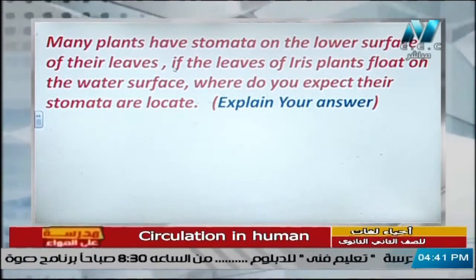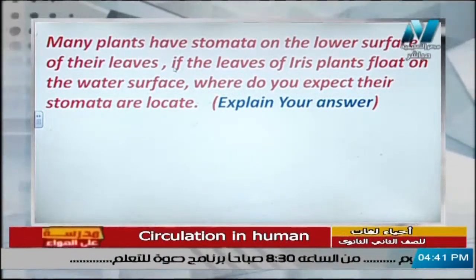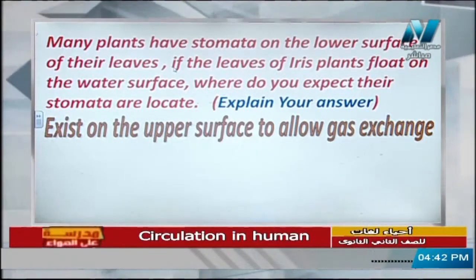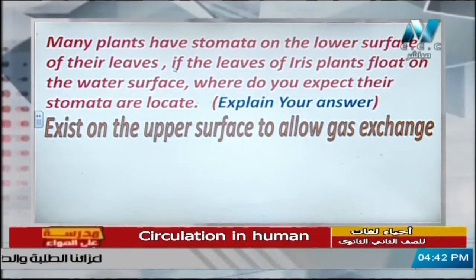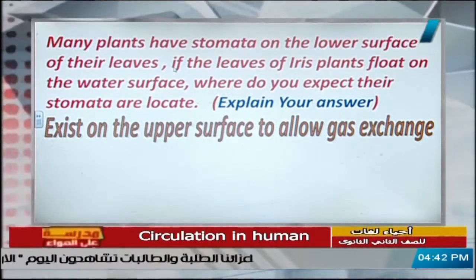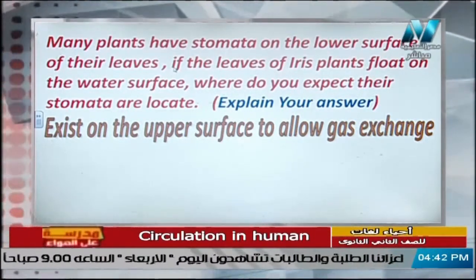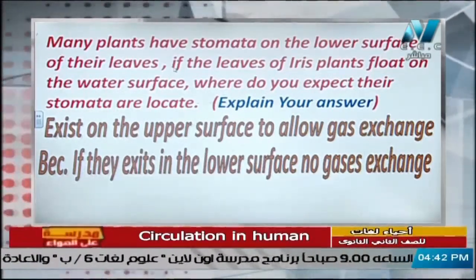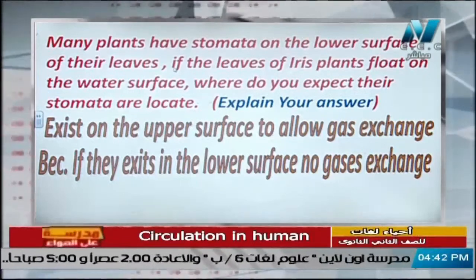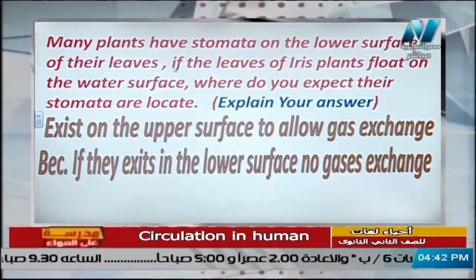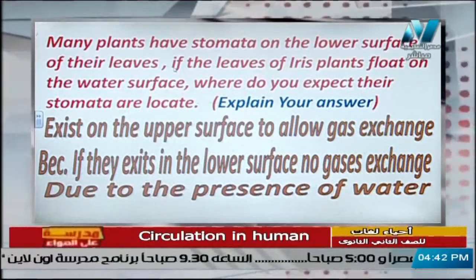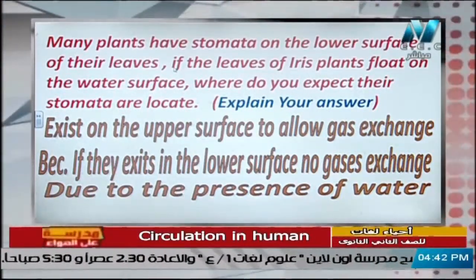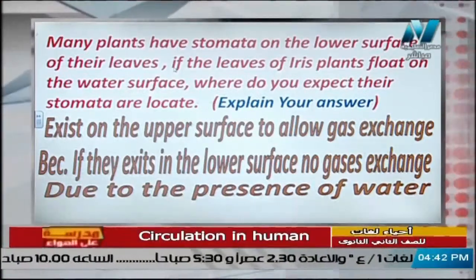لو انا عندي iris plant اللي هو نبات مائي اسمه السوسن float on the water surface. Where do you expect in this case؟ طبعا هنا الاستوماتا exists on the upper surface to allow gas exchange. طبعا اكيد مش تبقى غطسانه ناحيه الووتر، اللي بيبقى more upper than lower especially in this case. Because if they exist in the lower surface no gas exchange, هيبقى difficult to make gas exchange. طبعا modification here ان البلانت هيعمل due to the presence of water, الاكسجين scarcely dissolves in water. الاكسجين بيدوب بصعوبه شويه في الميه.